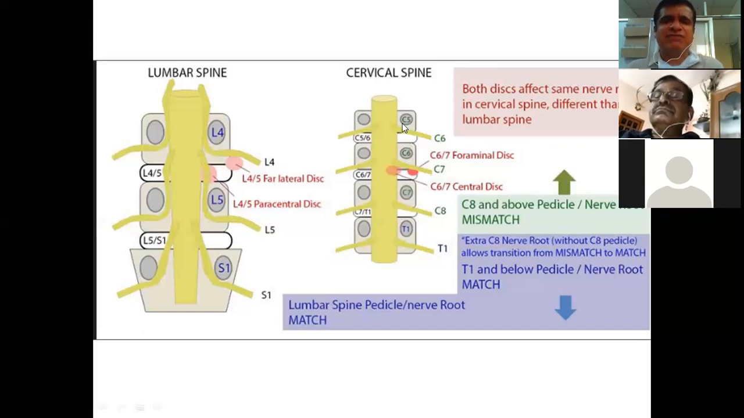So in case of C5, C6 disc prolapse, the C6 nerve root is affected. In case of C6, C7 disc prolapse, the C7 nerve root is affected. So in C5, C6, the below-level root, C6 root, is affected. C6, C7, the C7 nerve root is affected. You should remember this. This basic knowledge is very important in diagnosing cervical disc prolapse.